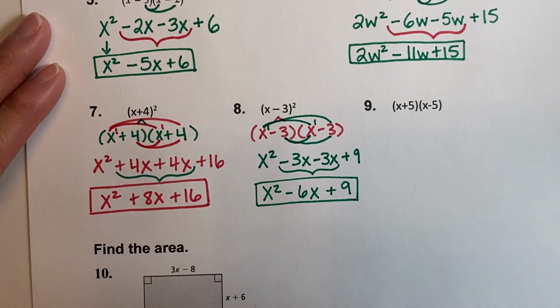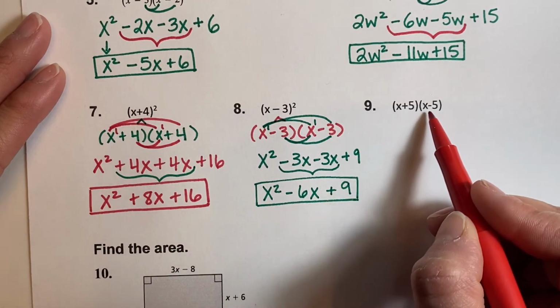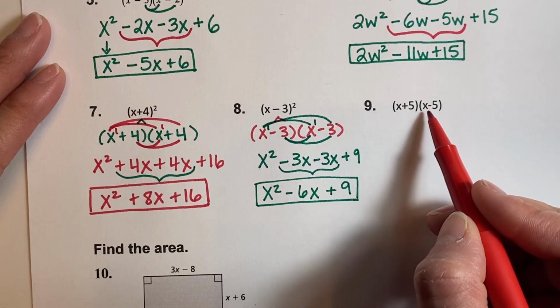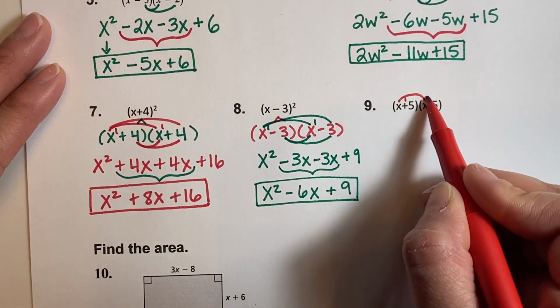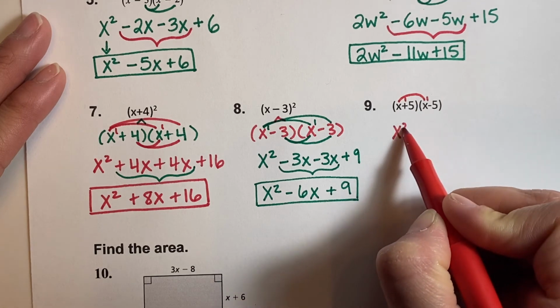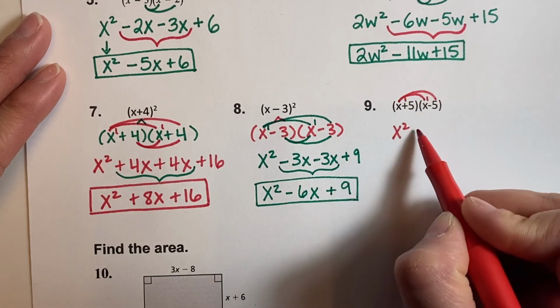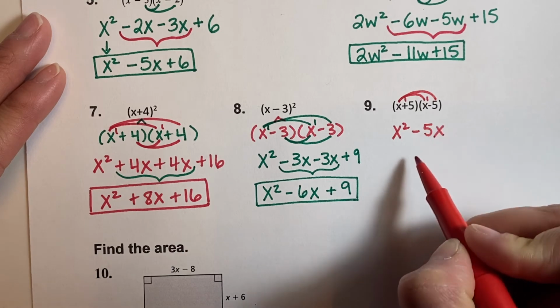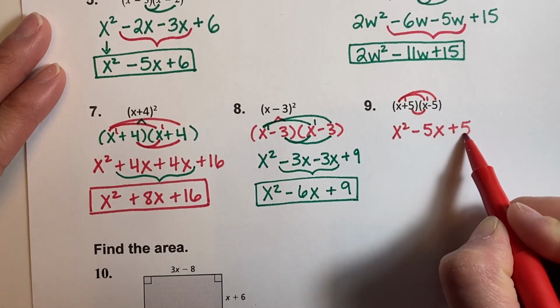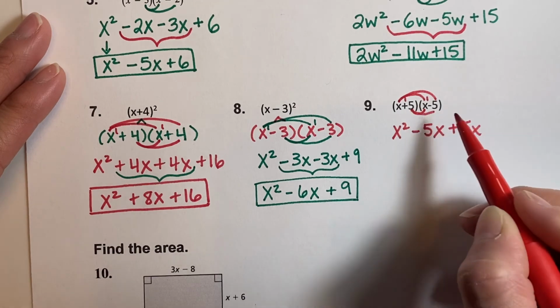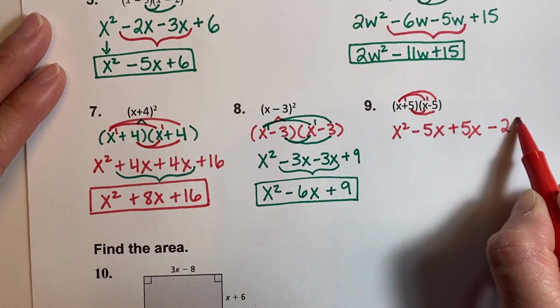In this last example, you're going to notice it's a special case. One has addition and the other has subtraction. So x plus 5 and x minus 5, you're multiplying. X times x, you add the exponents, so you get x squared. X times -5, we get -5x. Multiply the inner. 5 with x, you get plus 5x. And 5 with -5, you get -25.